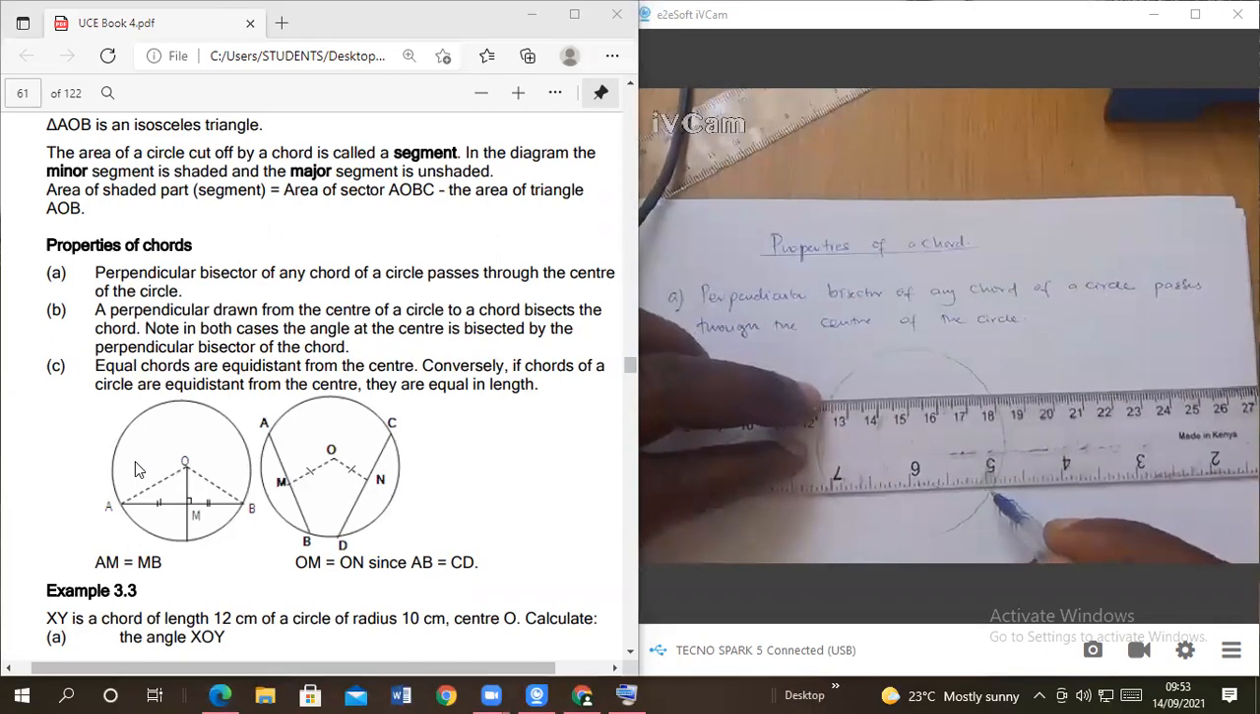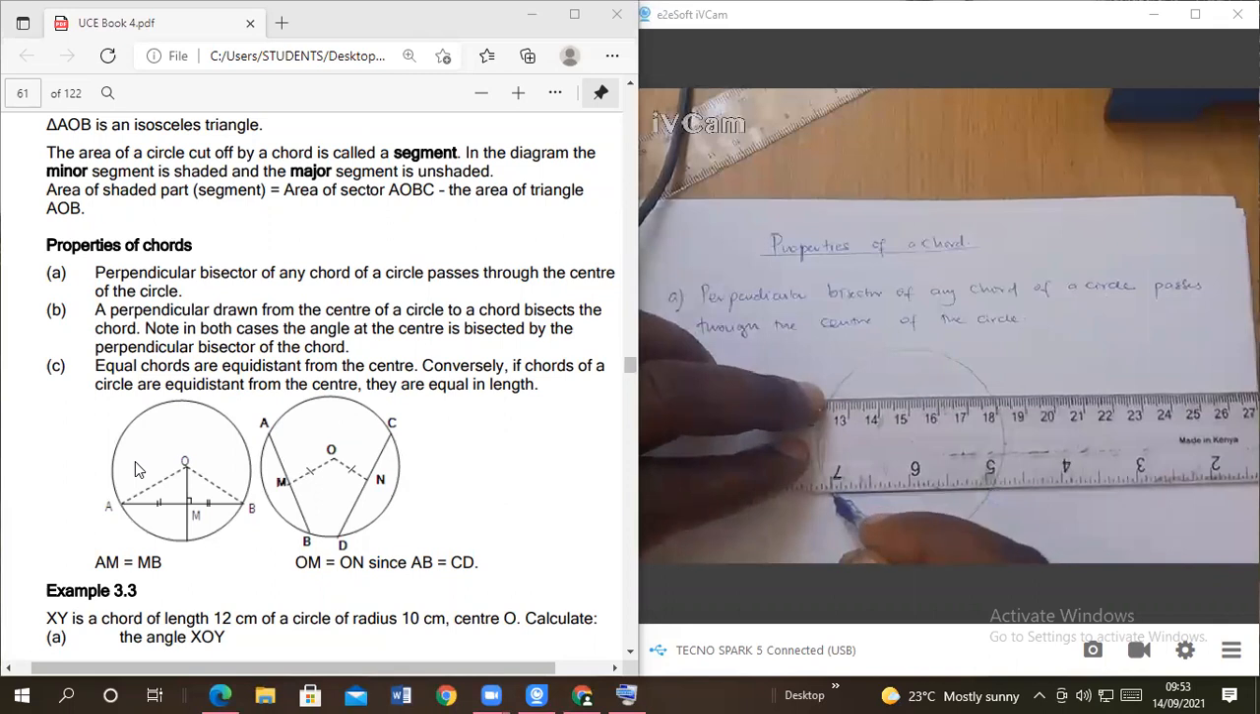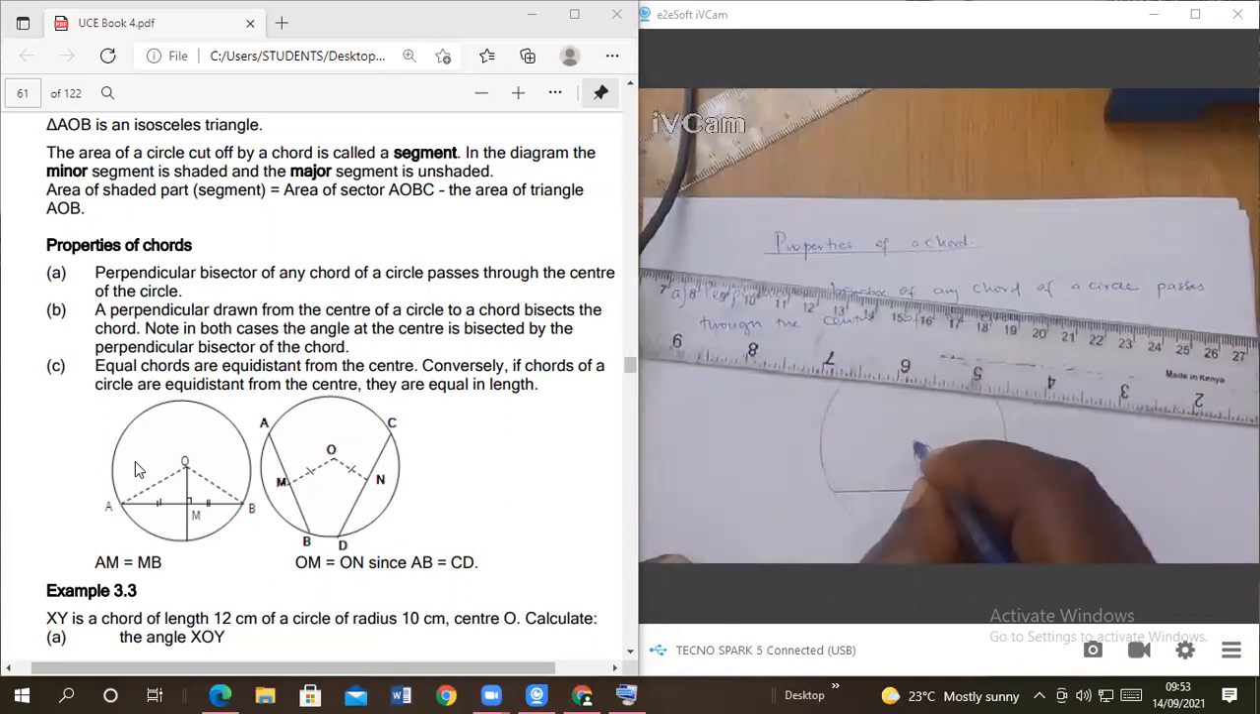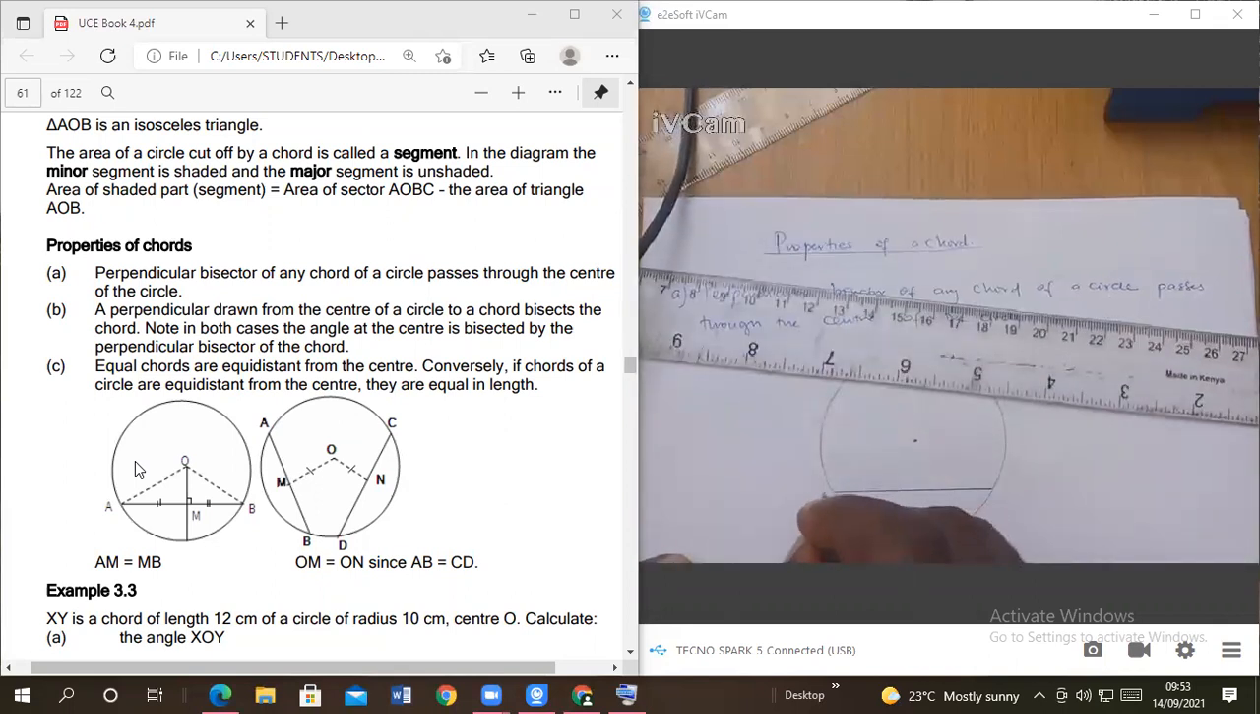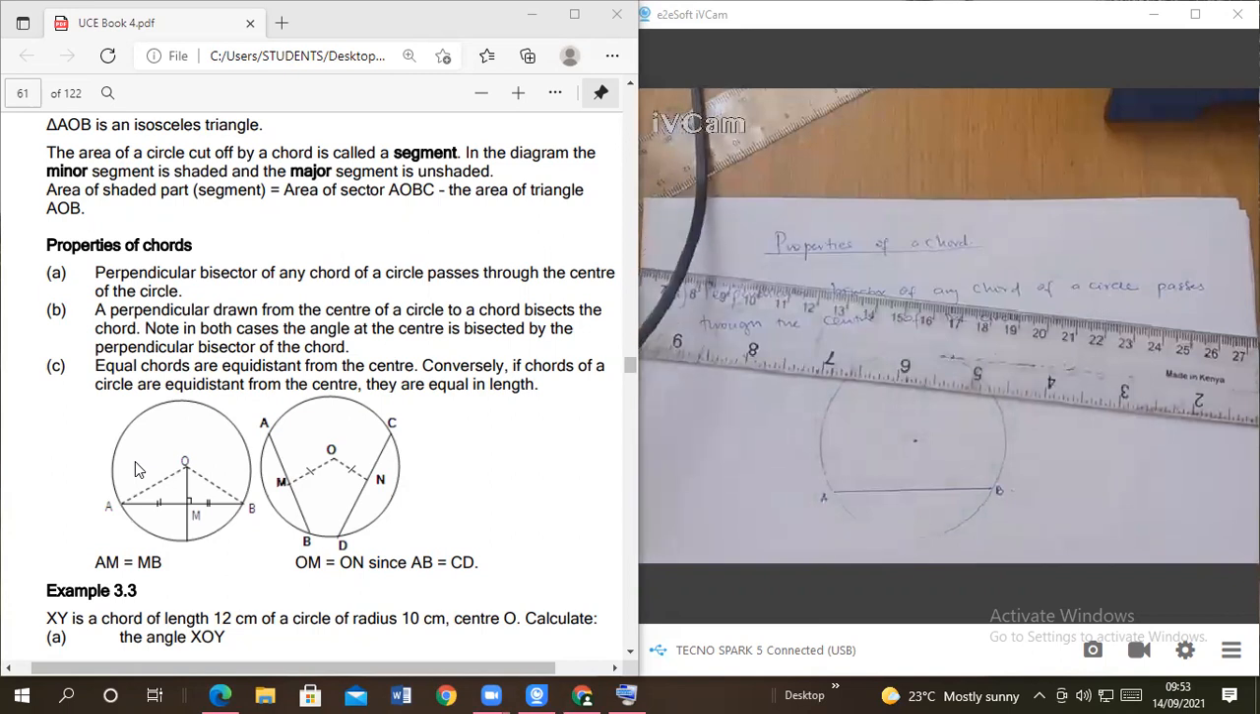Let me draw it like this for you to know what you are talking about. So that is the chord, this is the center. The chord A, the chord B. So it means that the perpendicular bisector, what's a perpendicular bisector? A perpendicular bisector is a line that will cut this line AB into two, but this line meets line AB at an angle of 90 degrees.